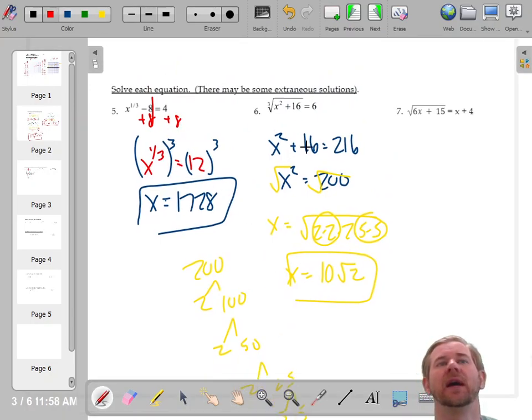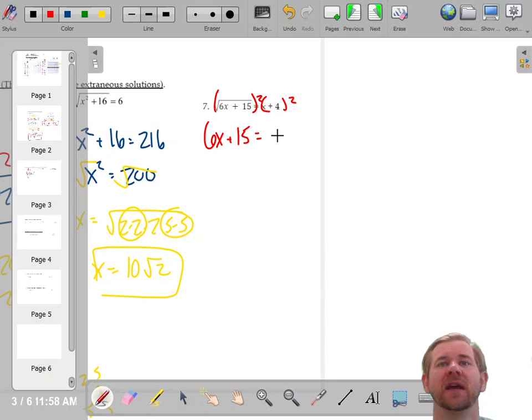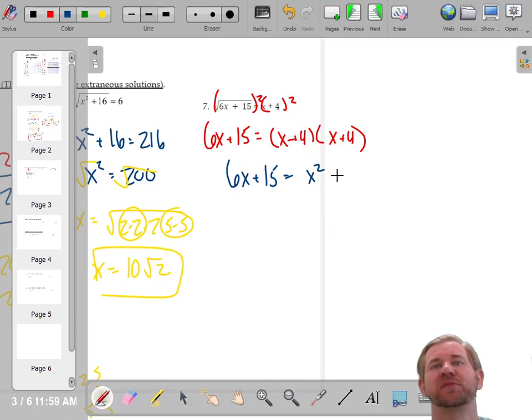Okay, one more. And I'm going to square both sides. And this one's going to be a little trickier. The left side's not a big deal. But on the right side, I have to FOIL, so I need more space. (x plus 4)(x plus 4). So when you expand that out, 6x plus 15, x squared plus 4x makes plus 8x, and 4 times 4 is 16.